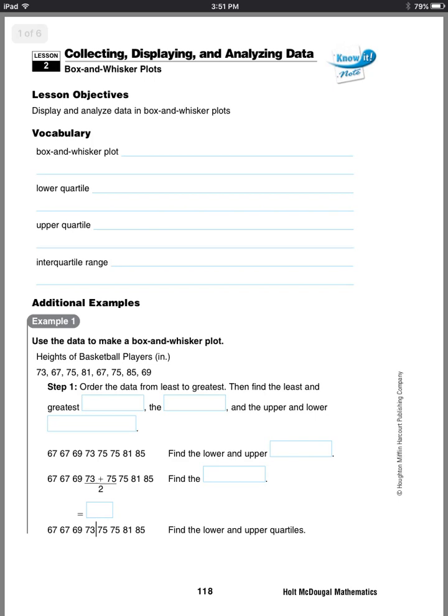Okay, today is Box-and-Whisker Plots. A box-and-whisker plot is a graph that uses a number line to show the distribution of a set of data.